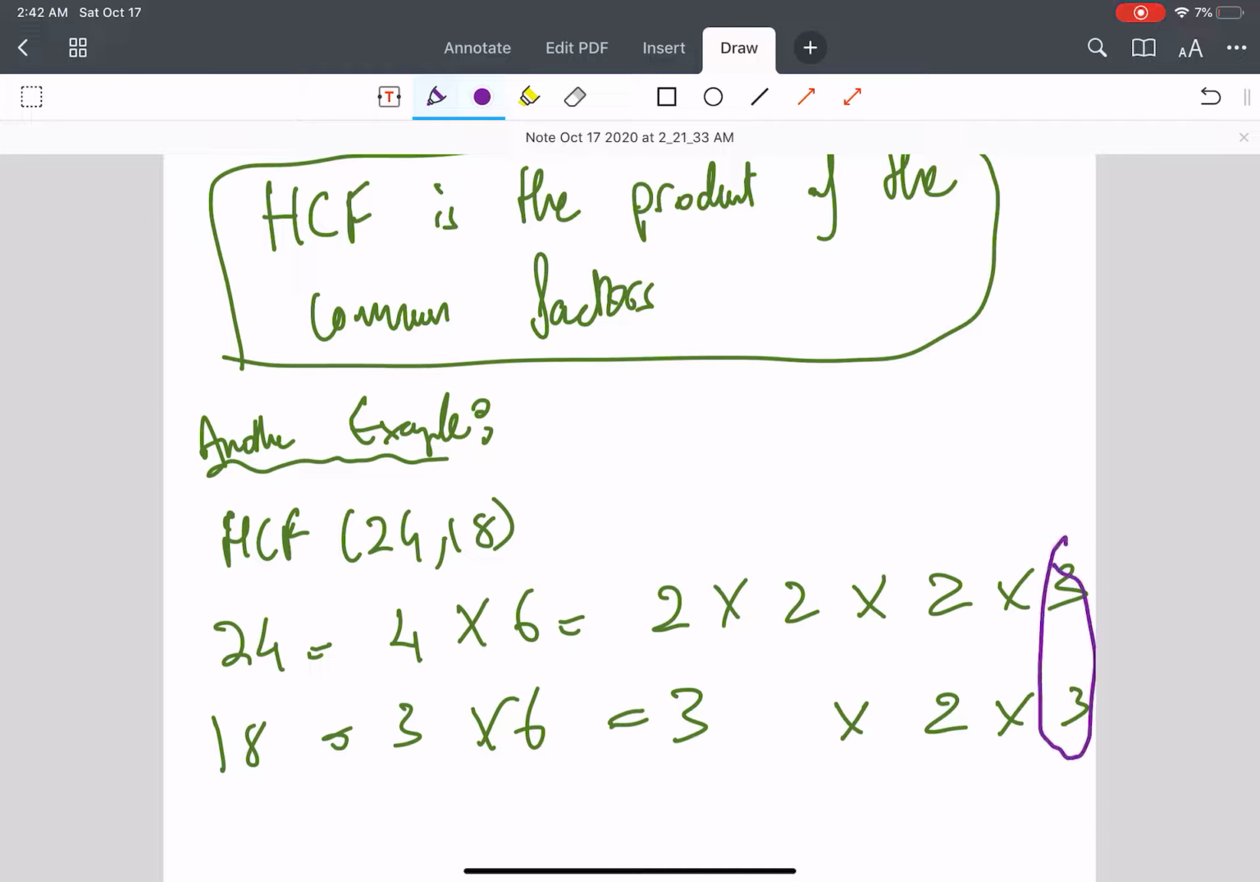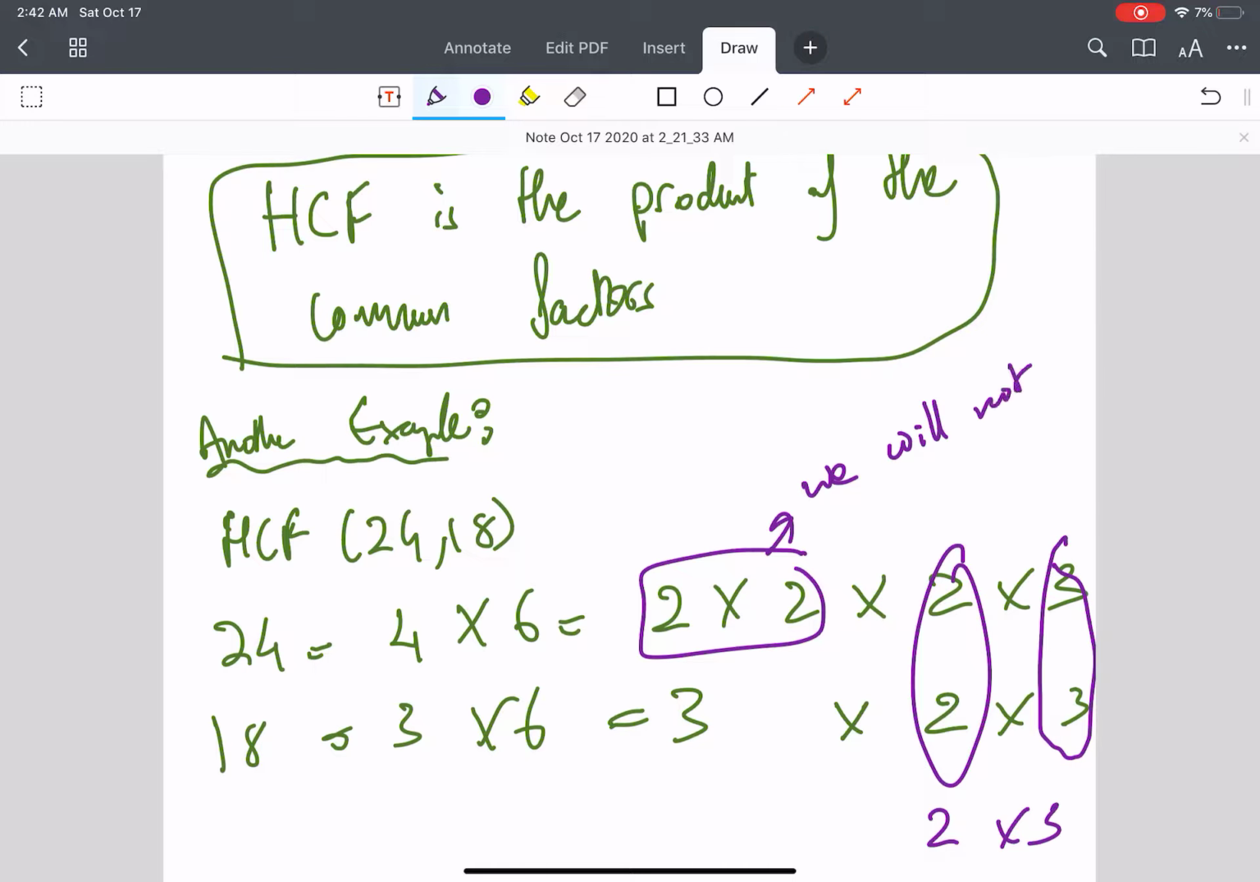The common factors here: 3 is common, 2 is common. Notice now we take each one, we take 2 here and here, we take one 2. We only take 2 times 3. We will not take these ones. We only take common factors, and we take each one time. For each common thing we take it one time. So it's 2 times 3, so the HCF is equal to 6, as you can see here.